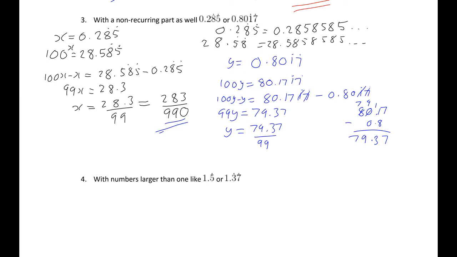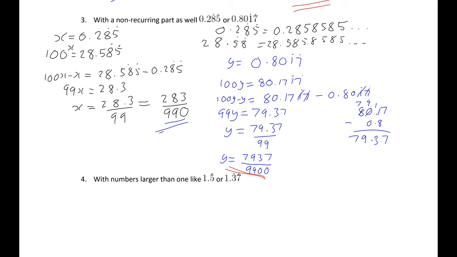We've got a decimal place on top. We hate that. So we're going to times top and bottom by 100 this time to deal with it. 7937 over 9900. And there we go.